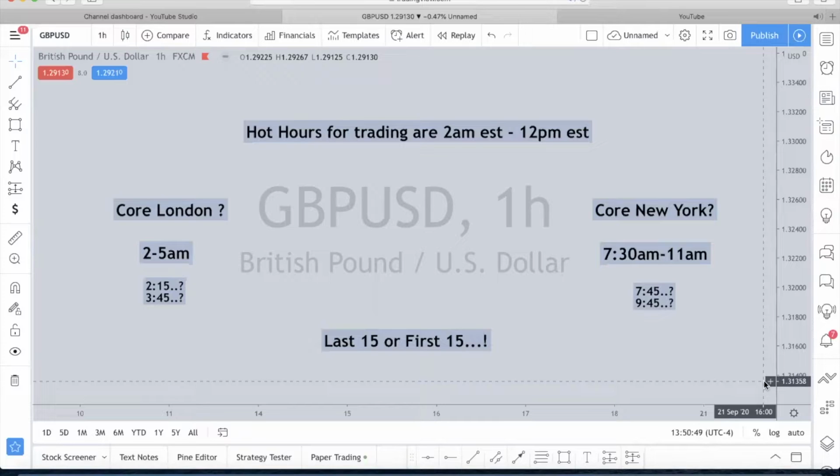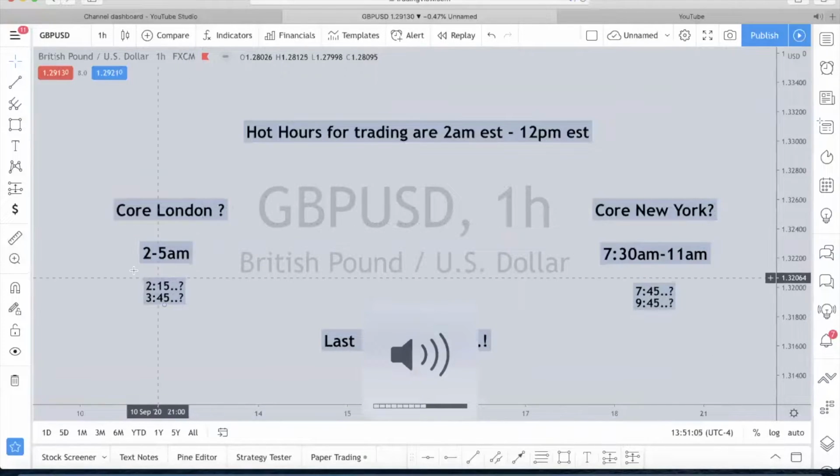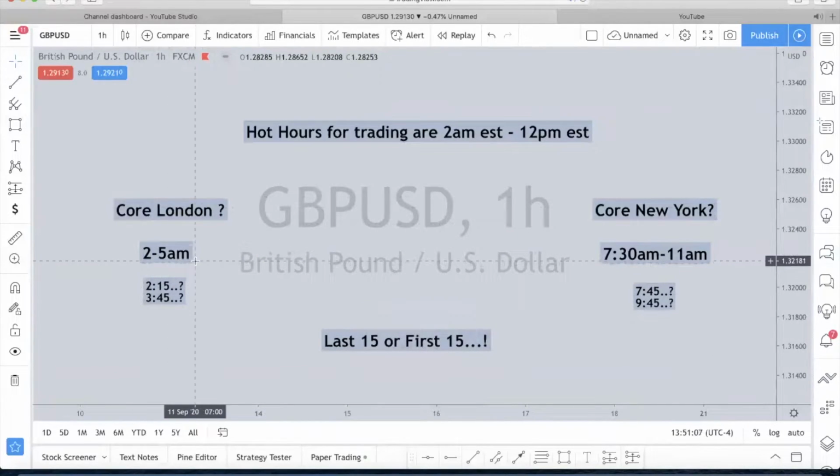Now that we've already cut ourselves into a 10-hour trading window, what are going to be some core London times? What are going to be some core New York times? I'm going to touch on the key concepts here, and then we're going to go look at them in the charts. So core London is going to be anywhere between 2 to 5 a.m., a 3-hour window. And then for New York, I opened it up to 3.5 hours from 7:30 a.m. to 11 a.m. Now, if you haven't heard this before, it's called the last 15 or the first 15.